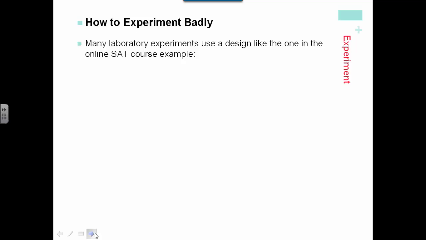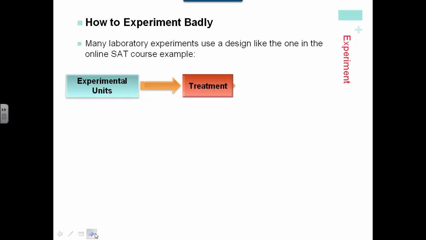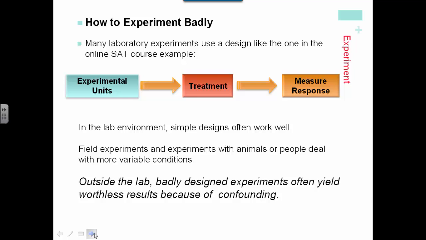Many laboratory experiments use a design like the one in the online SAT course example. We have experimental units, a treatment, and we measure a response. In the lab environment, simple designs often work well. Field experiments and experiments with animals or people deal with more variable conditions. Outside the lab, badly designed experiments often yield worthless results because of confounding.